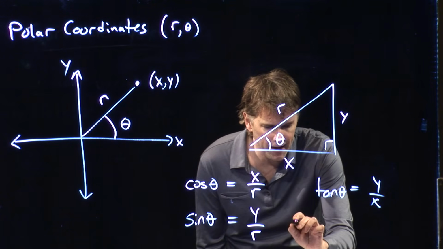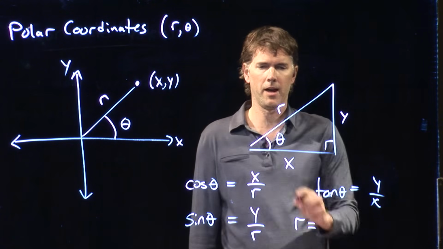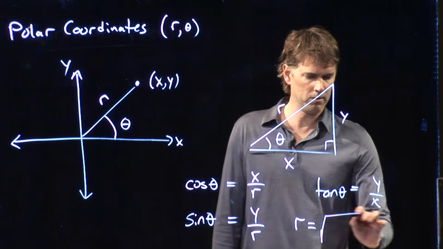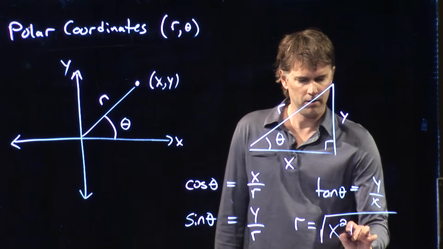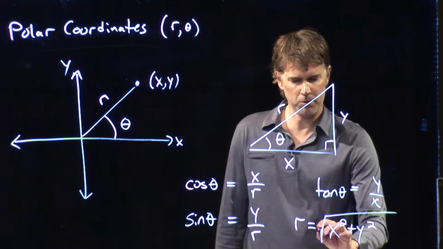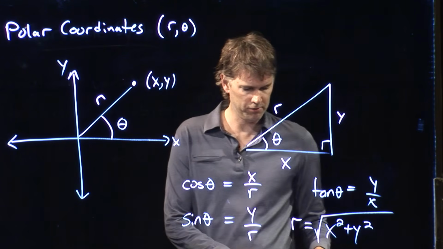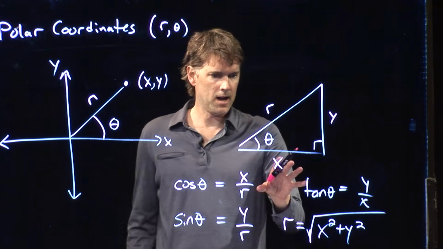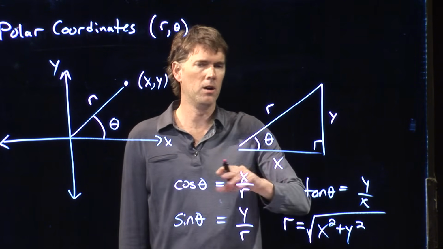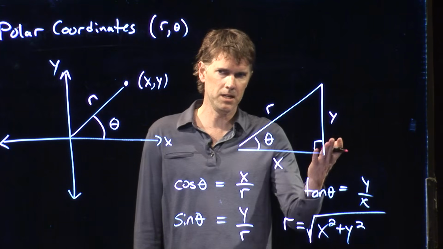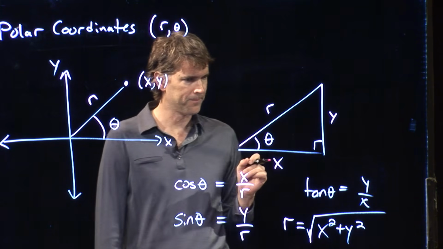But we also have Pythagoras, which told us that the hypotenuse of the right triangle is the square root of the sum of the squares of the other 2 sides. Okay, so all those things describe how r and theta relate back to our Cartesian coordinates, x and y.